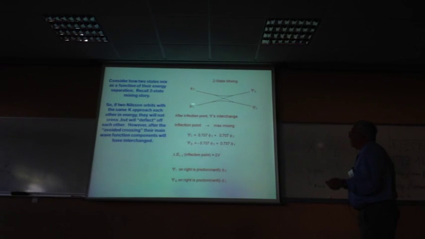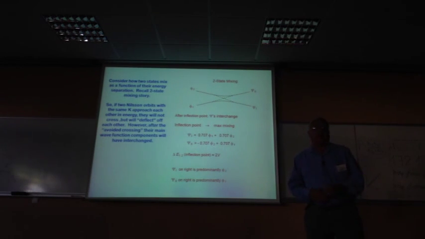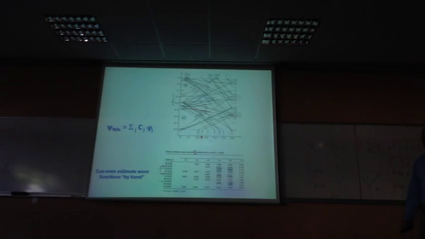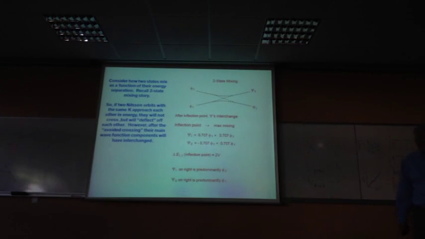Okay? So these levels will approach each other and curve away, and that's the origin of the curvature in the Nilsson diagram. And at the inflection point, the separation has to be twice the interaction, and on the right side, state 1's wave function is predominantly phi 2, and state 2 is predominantly phi 1. Is this clear? No? Yes? So you mix wave functions, or you mix levels, which only have the same K.